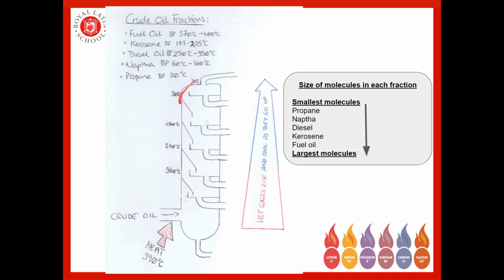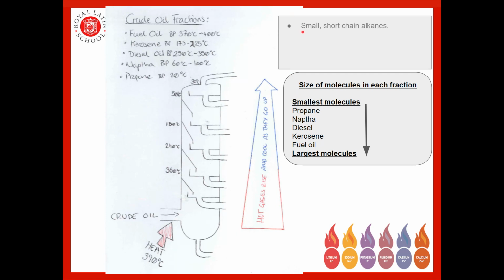So at the very top, there are the smallest molecules. So all of the molecules that fall under the propane fraction, the mixture of different alkanes that are in the naphtha fraction, the different alkanes in the diesel fraction, and then down at the largest molecules, we've got really big molecules in the fuel oil fraction.